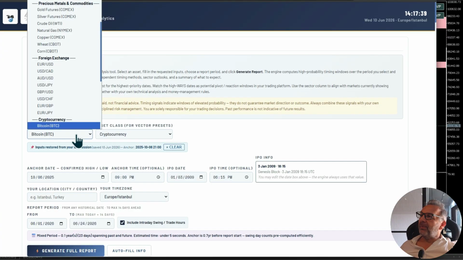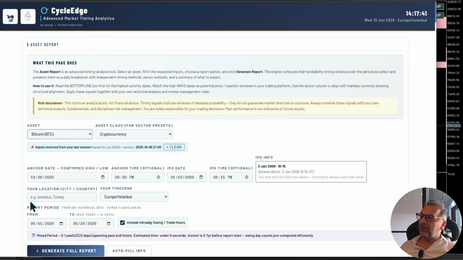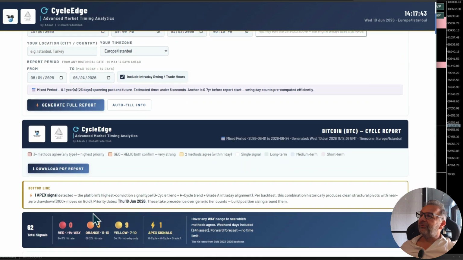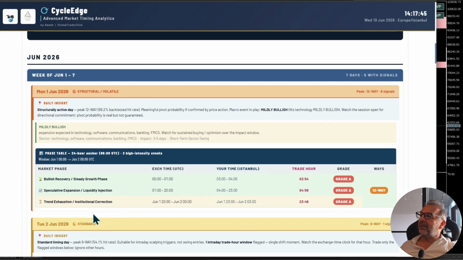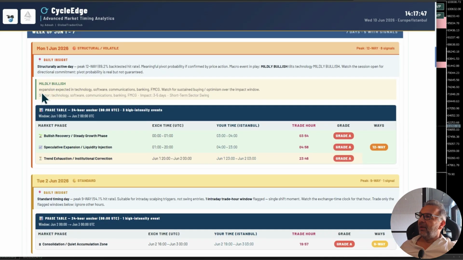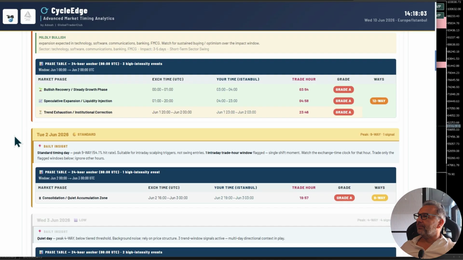Okay, so despite the fact that this has just got Bitcoin timing in it, you have to understand that when it says mildly bullish, we have to see what it's for. So it's technology, software, communication. So this is probably mildly bullish for NASDAQ, all right? But it doesn't have to be mildly bullish for crypto, because crypto is a currency, all right? So let's take a look.